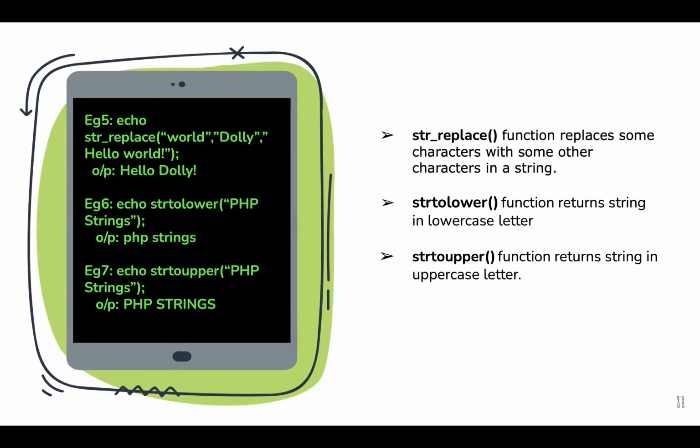String replace: the function replaces some characters with some other characters in a string. In the example, we can see that we want to replace the word world with dolly. So hello world becomes hello dolly. The string to lower function returns a string in lowercase letters. In the example, we can see that we passed a string called PHP strings. If we use string to lower, PHP strings will be written in lower case. The same with uppercase.